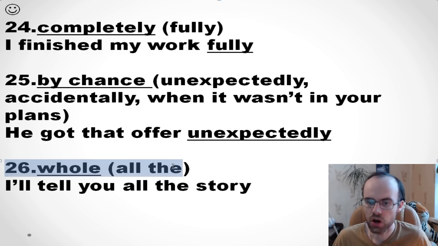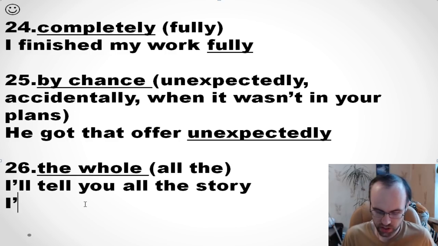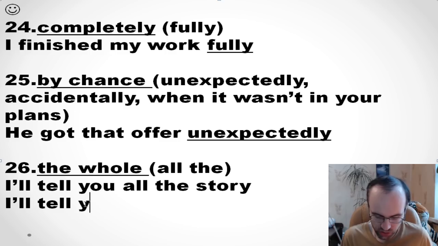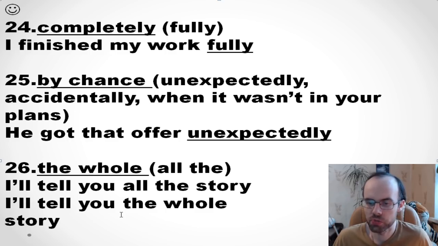Look, I'll tell you all the story. But you know that we say "the whole." "All the," but "the whole." So we see there before "whole" and after "all." So I'll tell you all the story, or you can say I'll tell you the whole story. It means all the story with all the details. So you aren't going to miss anything. I'll tell you the whole story.